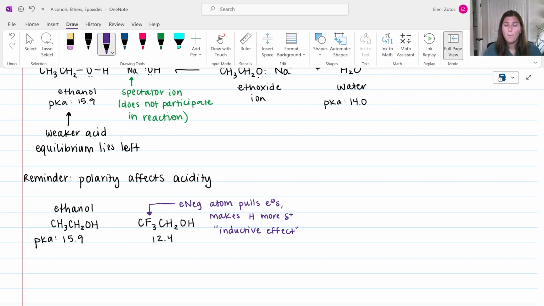The more electronegative atoms, a greater number of electronegative atoms in a molecule, will have a stronger effect. And the closer the electronegative atom is to the acidic hydrogen, the stronger the effect as well.